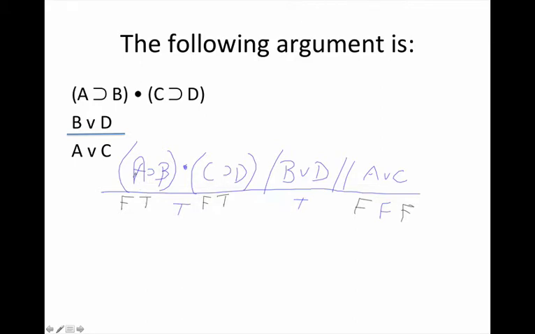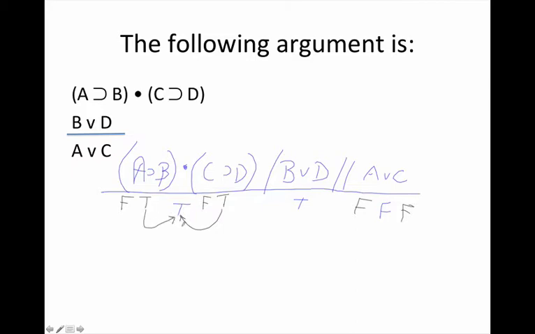When the antecedent's true and the consequent is true, when the antecedent is false and the consequent is true, when the antecedent is false and the consequent is false. So it really doesn't matter what we make B, and it really doesn't matter what we make D, we're going to end up with a true horseshoe.